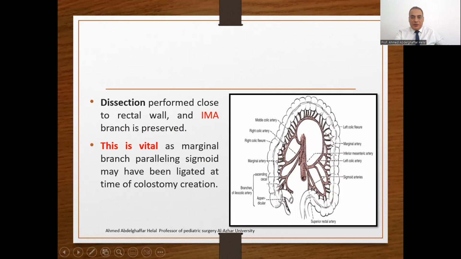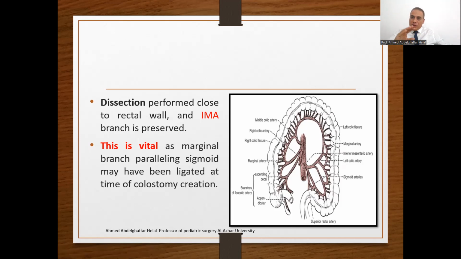may be ligated. So during dissection of the distal rectum in the Bell's row, if you divide the inferior mesenteric very high, you will produce ischemia of the lower part of the colon as these branches or arcades are destroyed during colostomy creation.